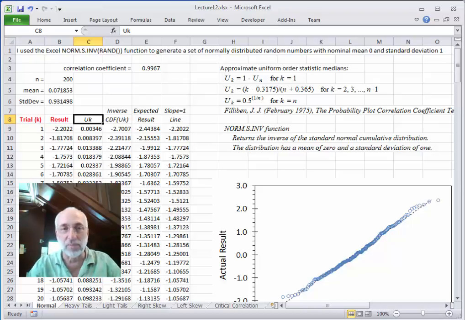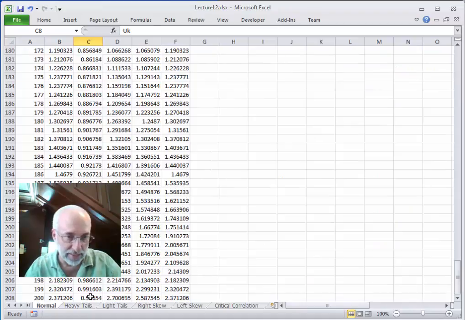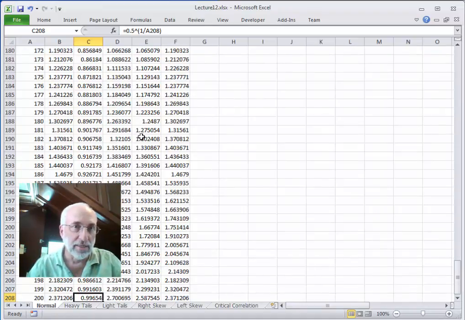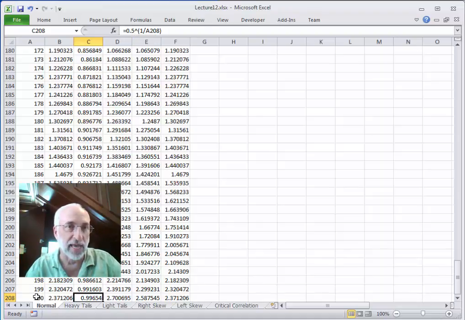The one I use is the one I like the best. It's Filliben's approach from a 1975 paper. Here's the full reference for you to look at. But I'll go through exactly how I do that. I'll start with the last data point. For k equal to n, here's the formula: u_k equals 0.5 to the power of 1 over n. So I go down to the very last data point, and its value is 0.5 to the power of 1 over the last k, which is 200. So 1 over this number, and you see I get a number that's very close to 1.